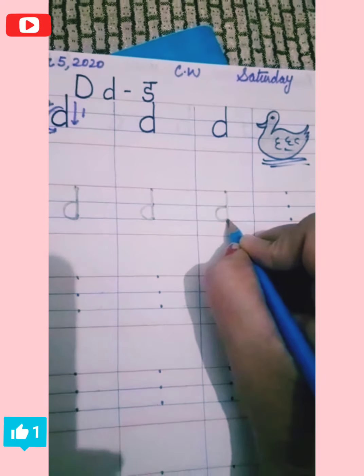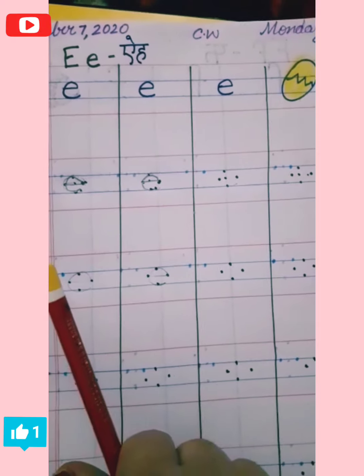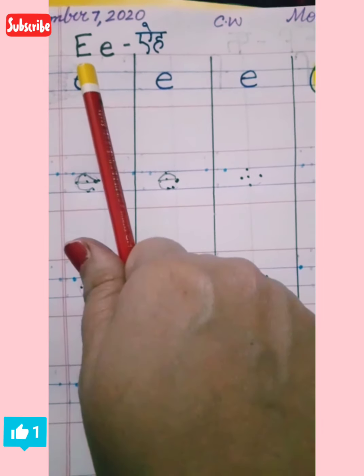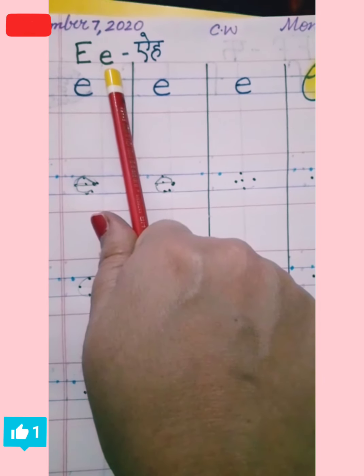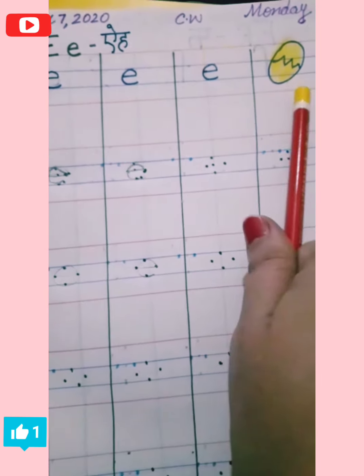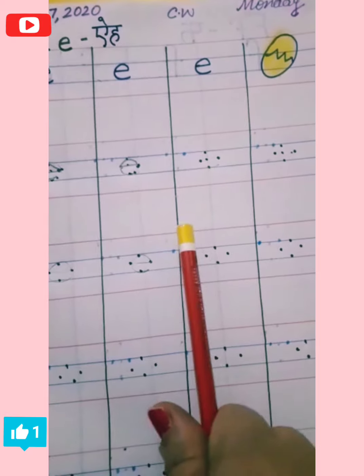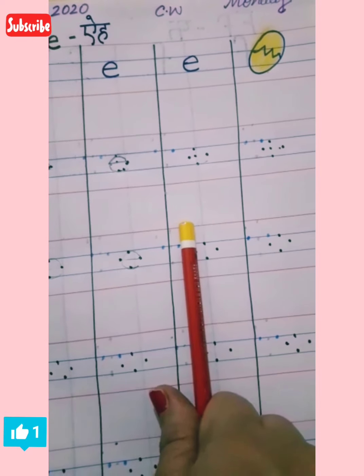Good morning students. Today we will write letter E. This is a capital E. This is a small e. E says eh for egg. Now we write. Look beta.